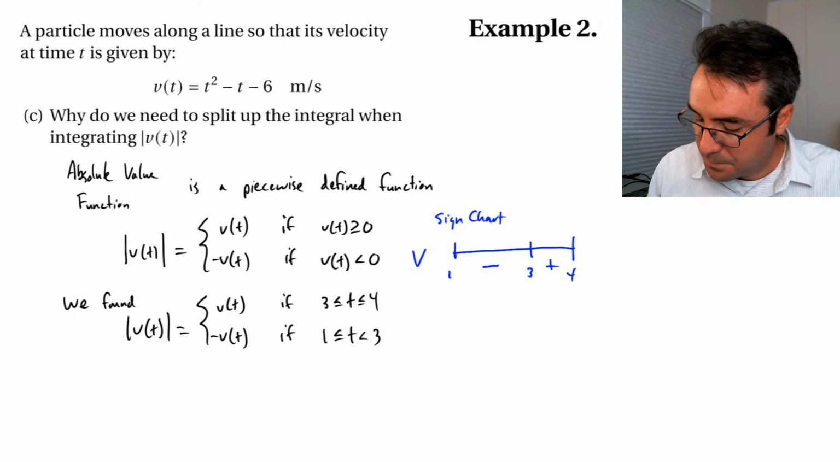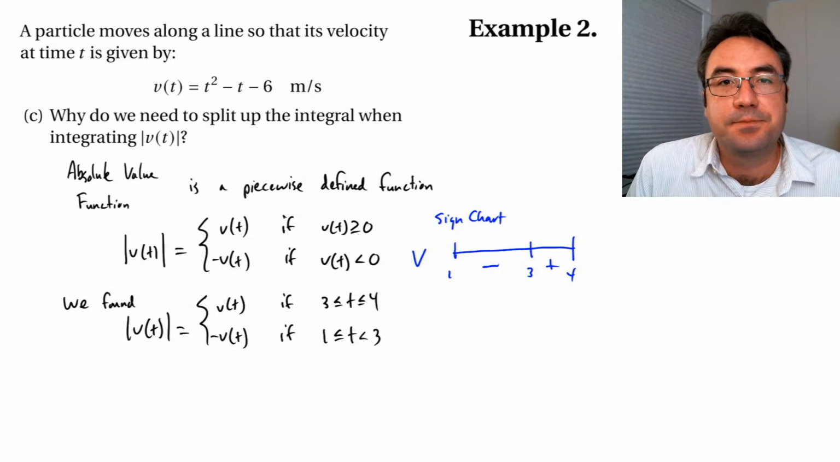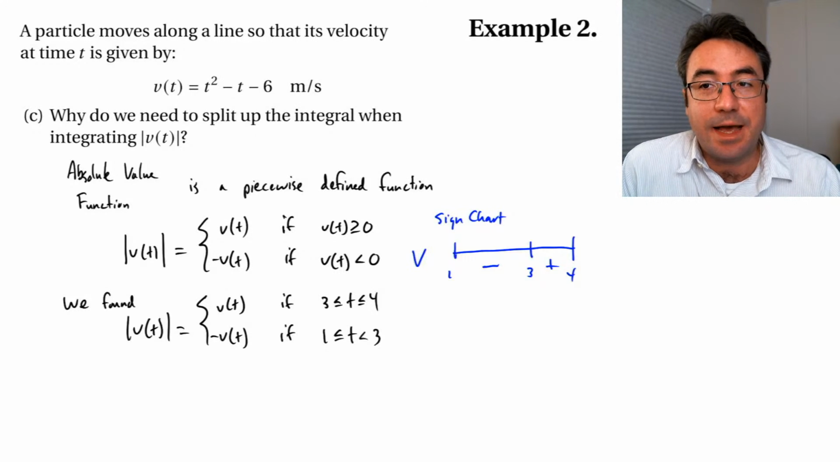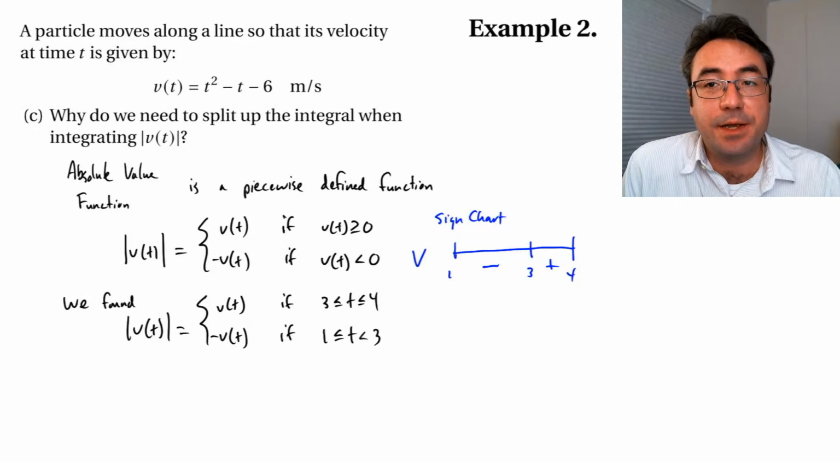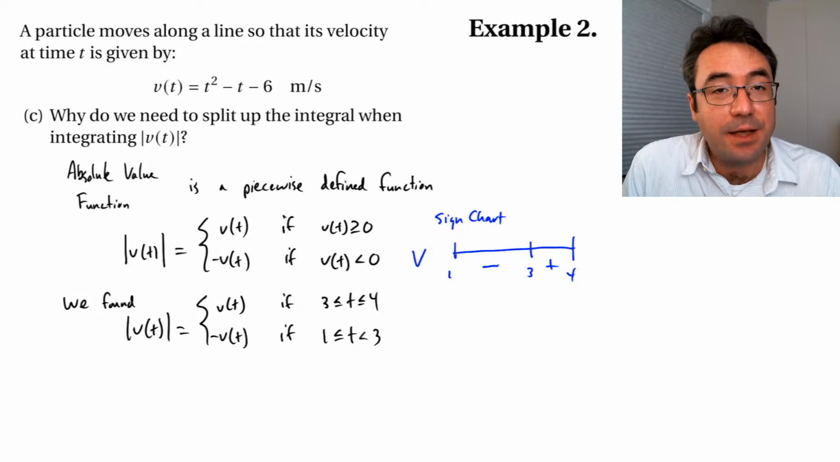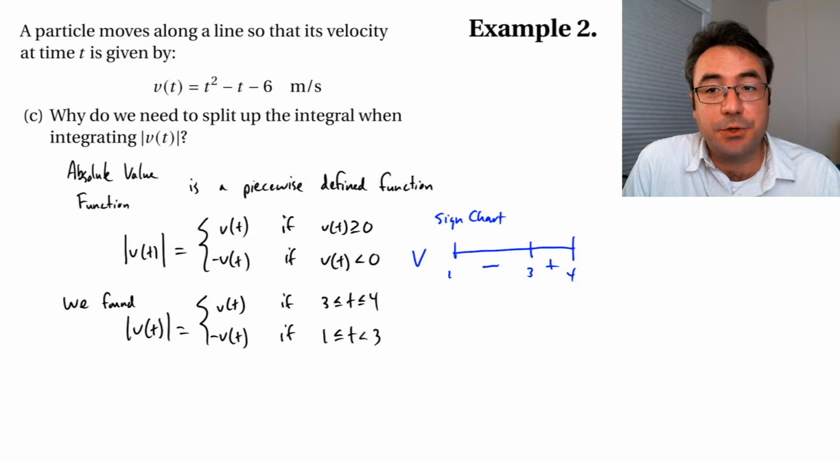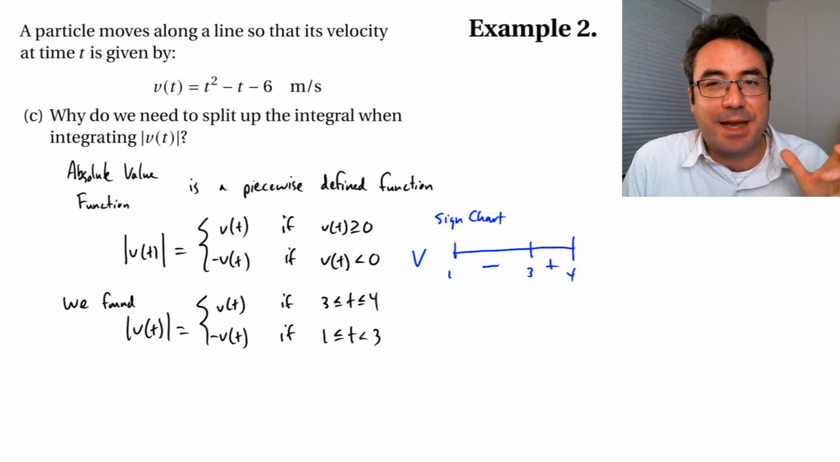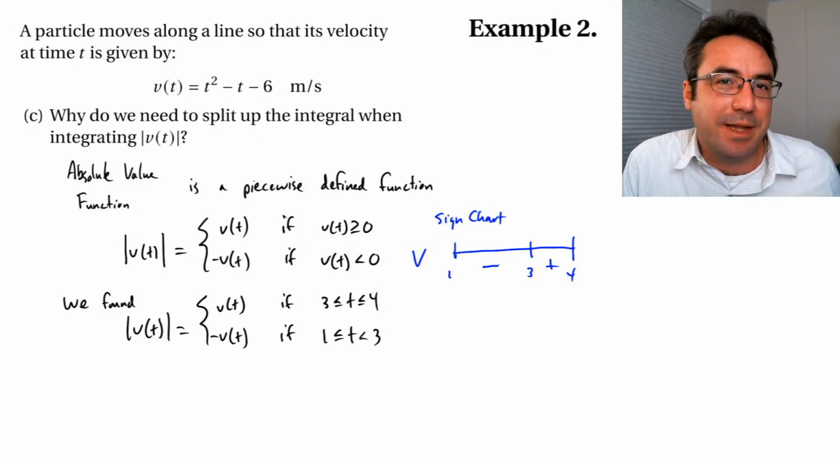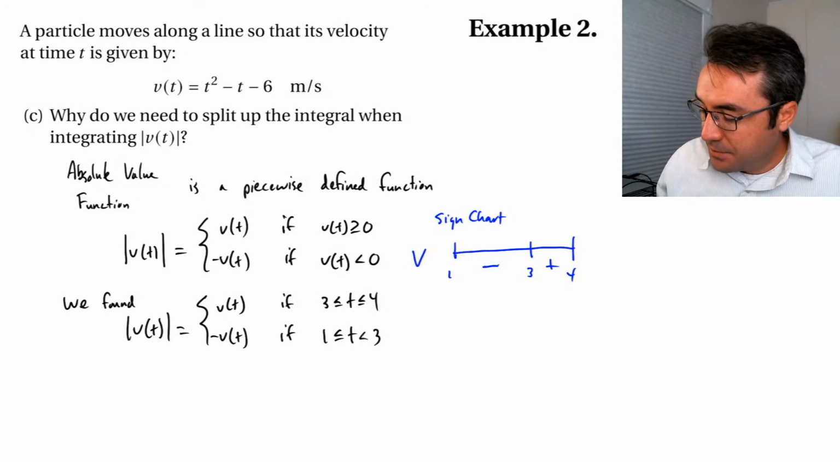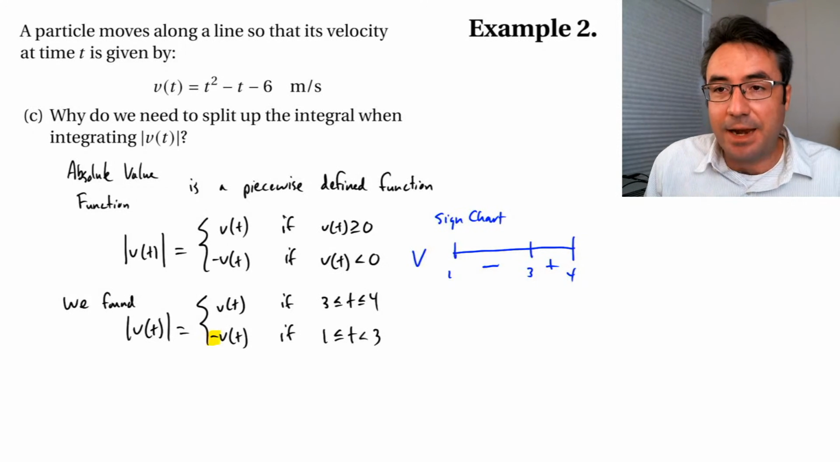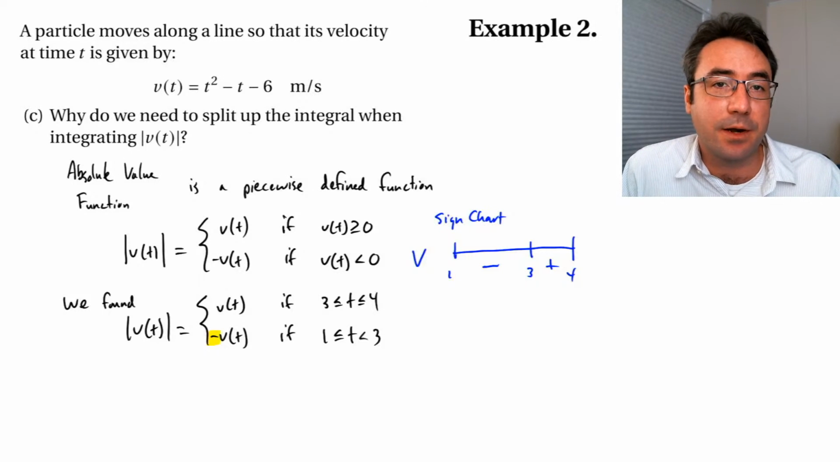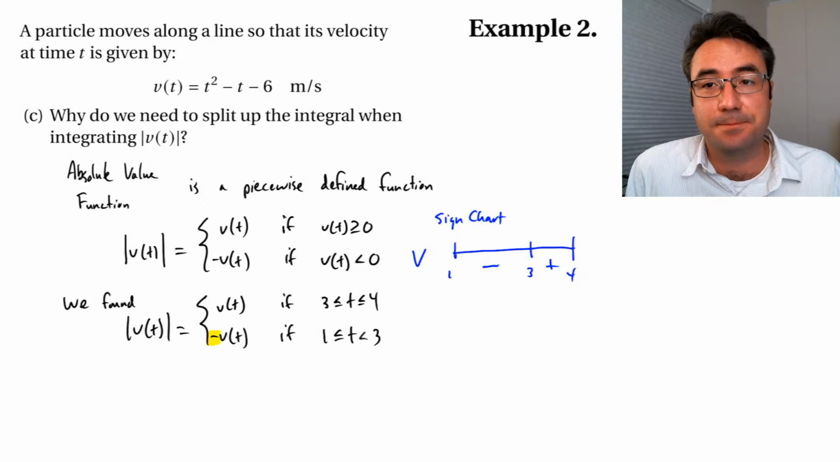So in that interval from 1 to 3, the absolute value of our velocity function would be equal to the negative velocity. What the absolute value is doing is kind of like a double negative. And so that's why we had to throw in that extra negative into our integral there for that distance that we're traveling in the negative direction.